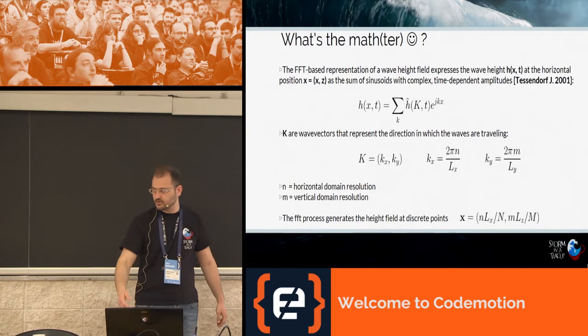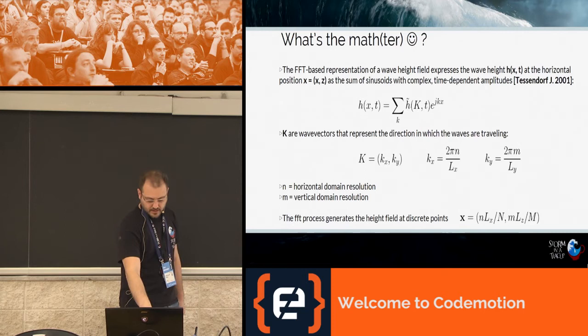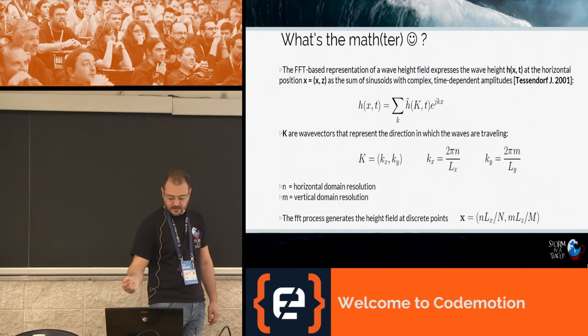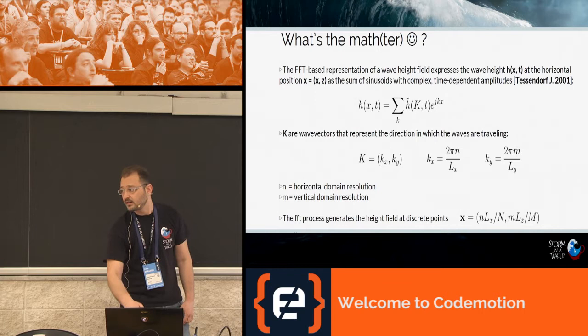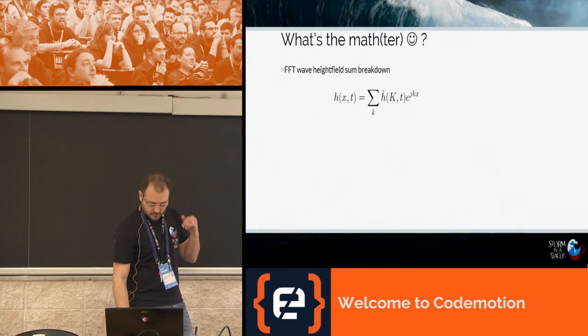So the FFT process will generate the height field at discrete points x equal to n times Lx divided by N, and m times Ly divided by M. There is a z there, but it's an error. It should be Ly, because the up axis is z. It's just a convention.